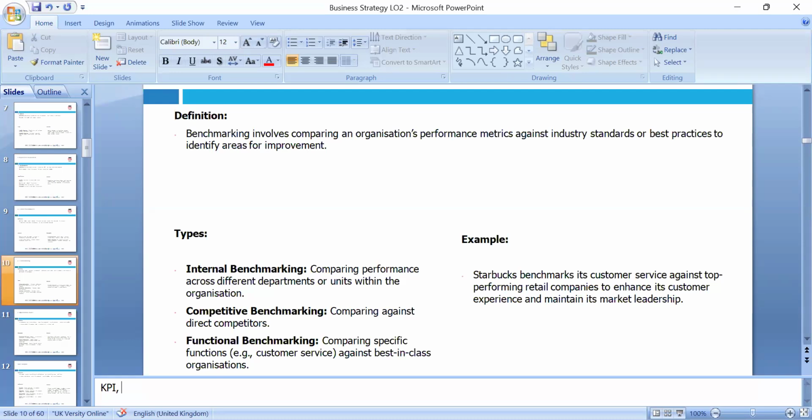Internal benchmarking compares performance against different departments. Competitive benchmarking compares with the competitors. Functional benchmarking compares a specific function, such as customer service, against best-in-class organizations. So we can look at Starbucks, whose benchmark is customer service, performing well to enhance the customer experience and maintain market leadership. These are all examples we have been given.